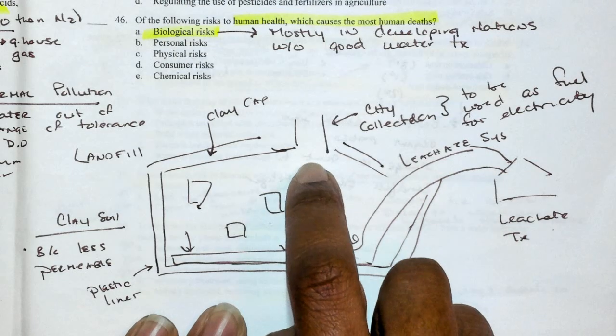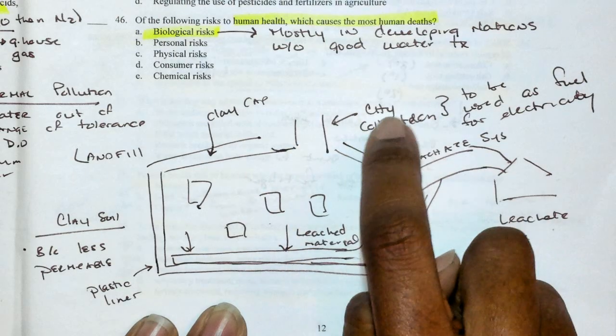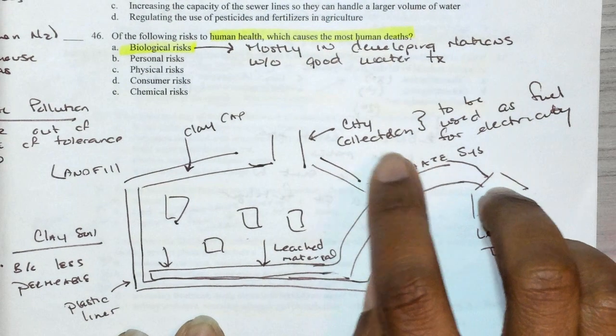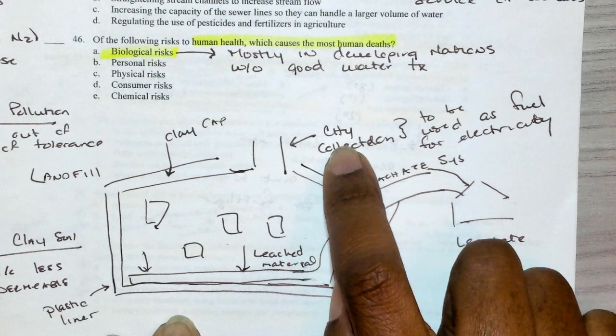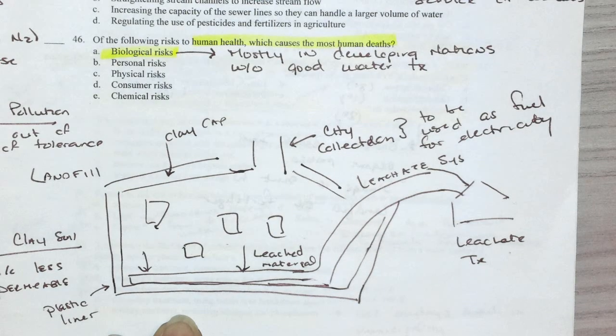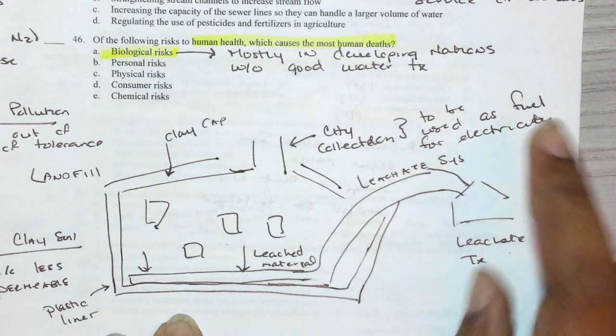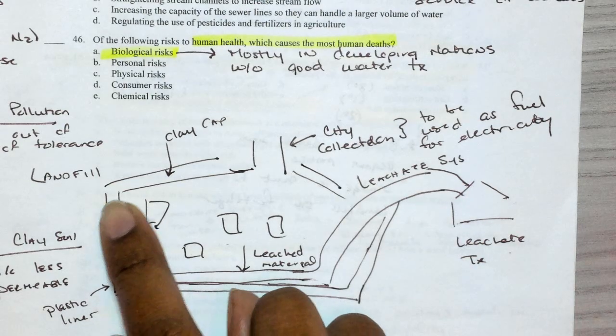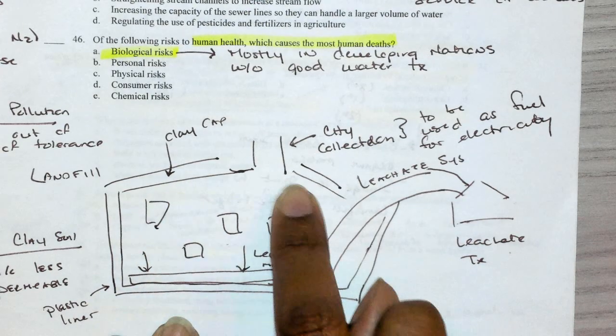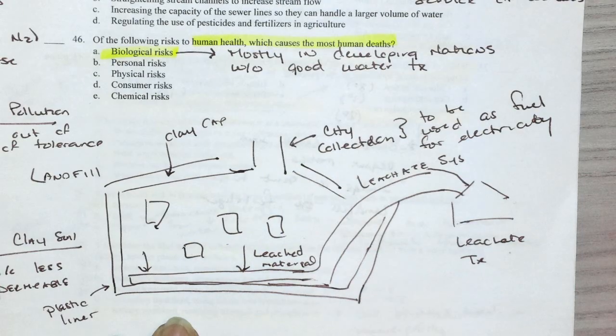We also want a system that collects the methane. Why? Because methane is a greenhouse gas. If we collect the methane, then we can actually use that methane for electricity. Okay? And when we're done, we're going to bury it in clay, in a clay cap. Okay?